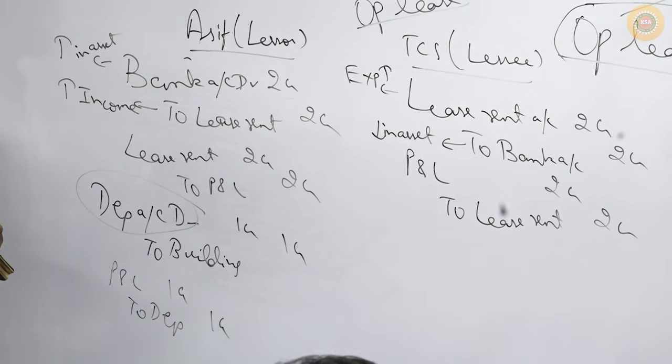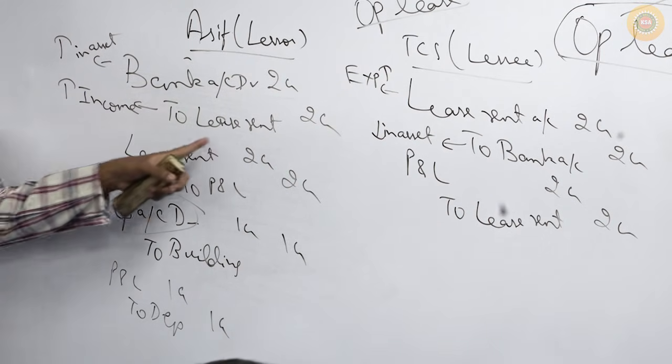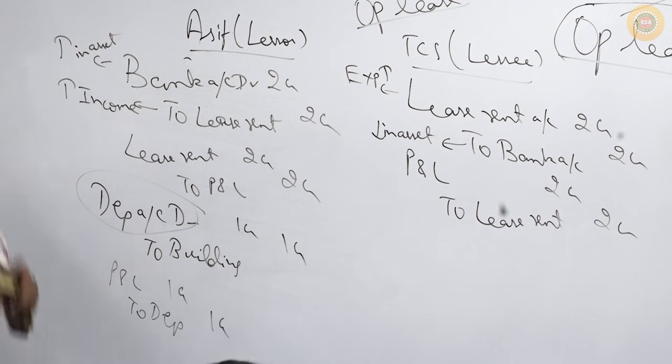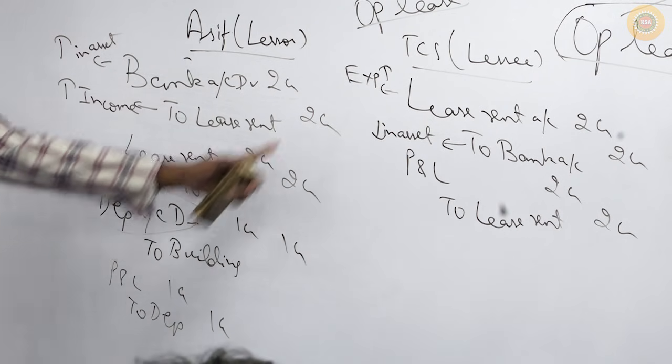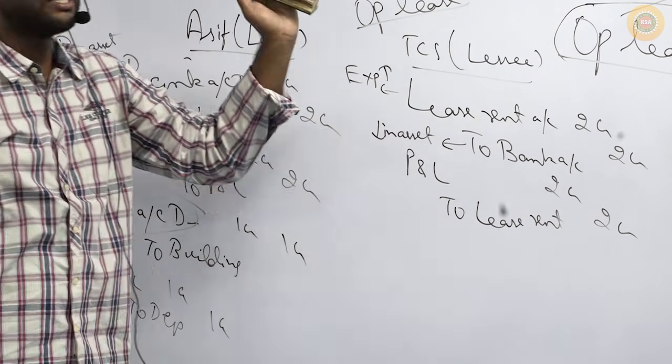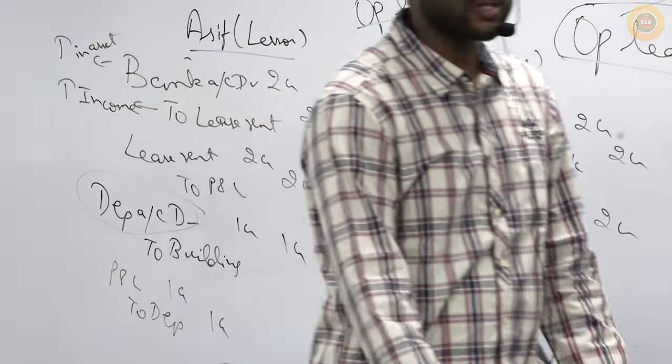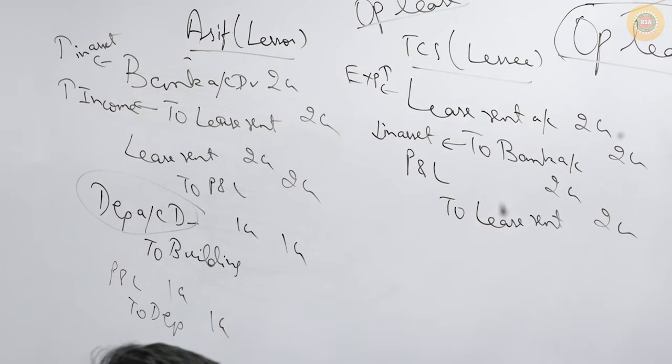Clear everybody? Understood? So for Asif, in the P&L, lease rent will be an income of 2 crores. Depreciation will be an expense of 1 crore. In my P&L, I will have a lease rent expense of 2 crores. Clear everybody? Sir, then tell me.